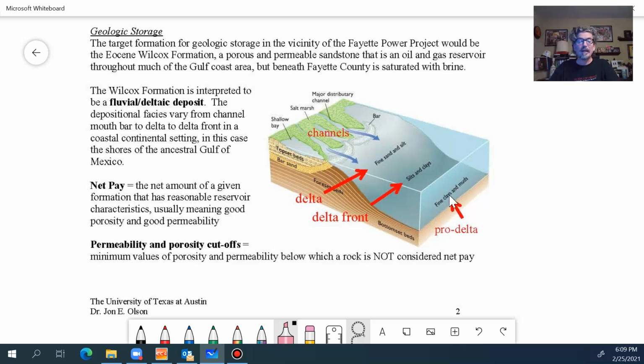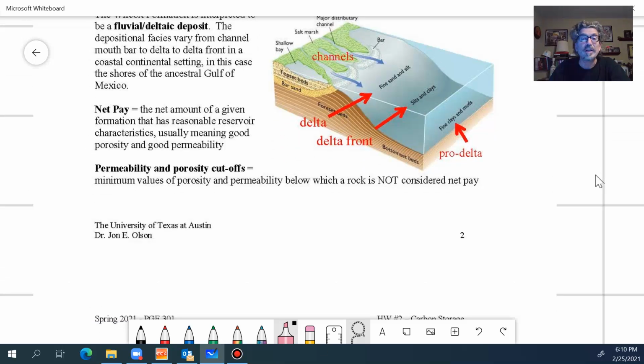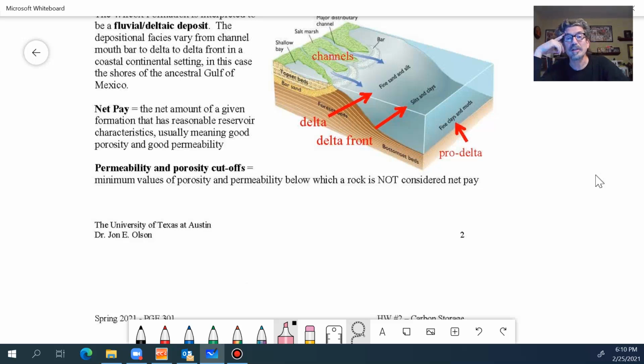We talked about net pay in class. Net pay is basically, I talked about it as the amount of a formation that contains oil and gas that we can produce. In this particular case, we're going to look for net pay as defined by permeability, which is a petrophysical property. And if the formation has high enough permeability, then it's a target to inject into, and we'll call that net pay. And so, like I said, to define net pay, we're going to use a permeability cutoff, but also people sometimes use porosity cutoffs.